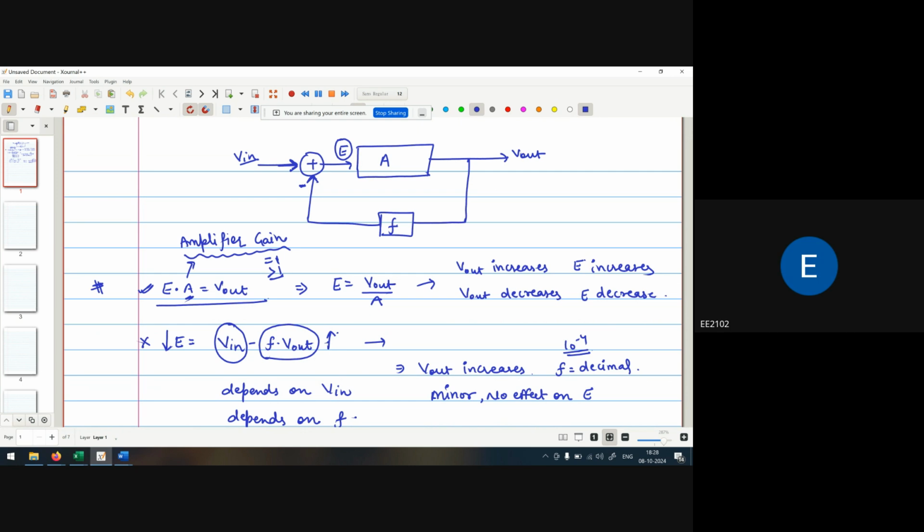Where we are asking the relation between the E and V out, a small negative multiplied by A is a large negative. Okay, but it will be multiplied with the A now. We have to find out the relation between the E and V out, and the E and V out relation will be defined by two particular equations. One is E multiplied by A, that is V out. Second is V in minus F times V out, that is also the error signal.